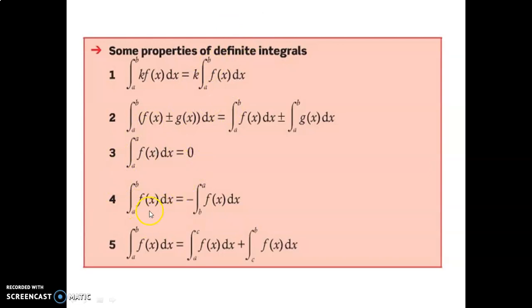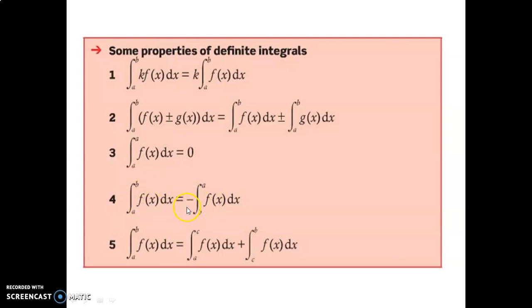Rule number 4. When you have boundaries from a to b and you find that integral, that area is the same as the negative of the reverse boundaries. So think of it this way. If you found the area under a curve from 0 to 5, then that would be the same as finding the area from 5 to 0, because that integral produces a negative value when you go from a larger value to a smaller value.